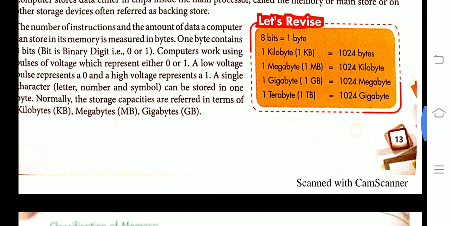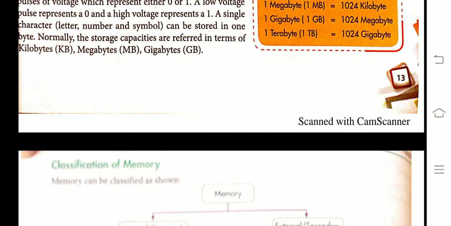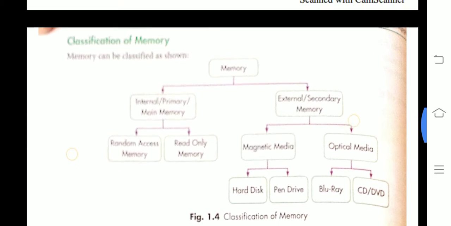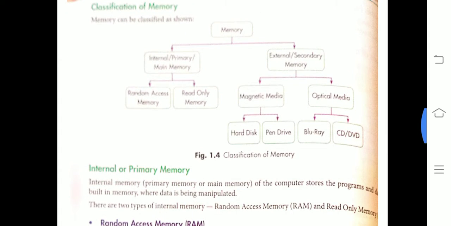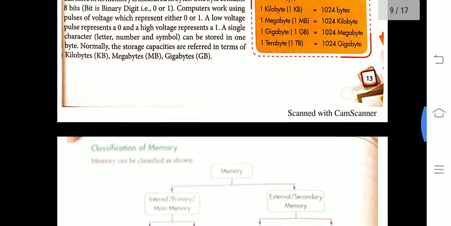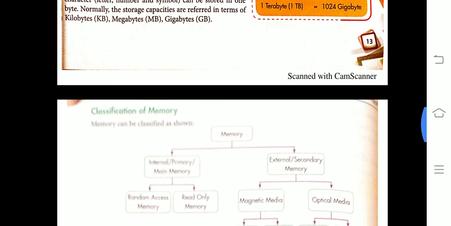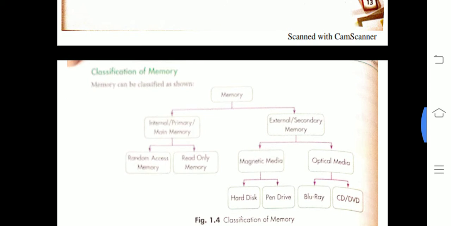You can focus here. Then 1024 terabytes equal 1 petabyte, and 1024 petabytes equal 1 exabyte, and 1024 exabytes equal 1 zettabyte, and 1024 zettabytes equal 1 yottabyte. Students, be conscious about this. You can search on the internet also. Yottabyte is the largest memory division which I know.